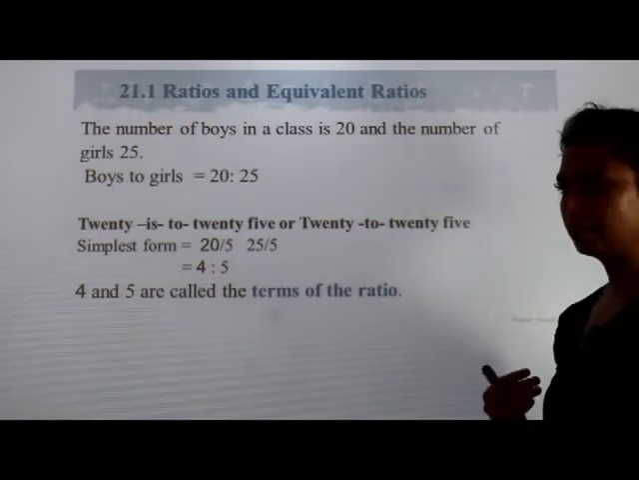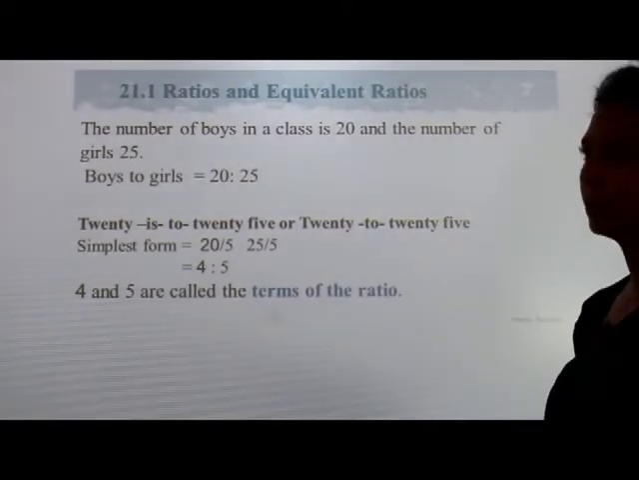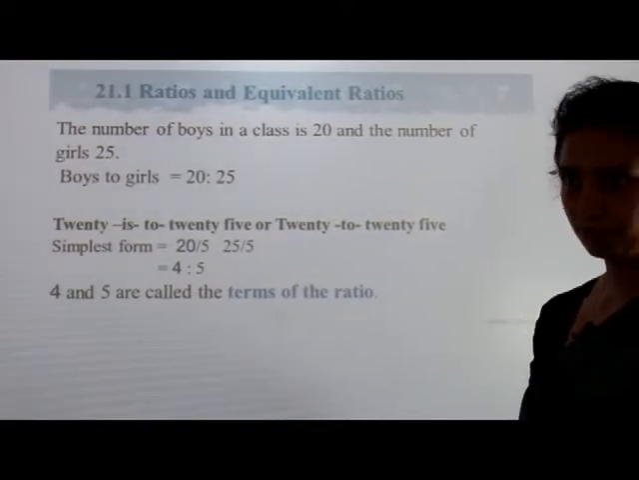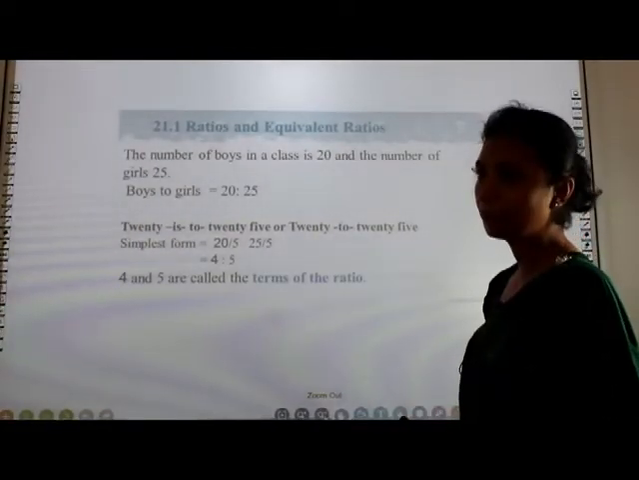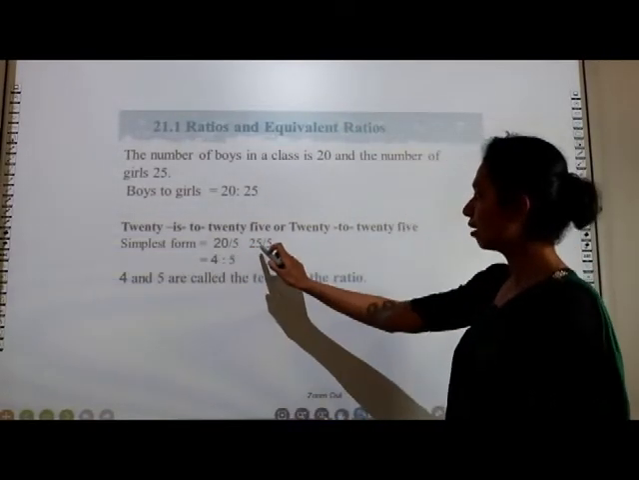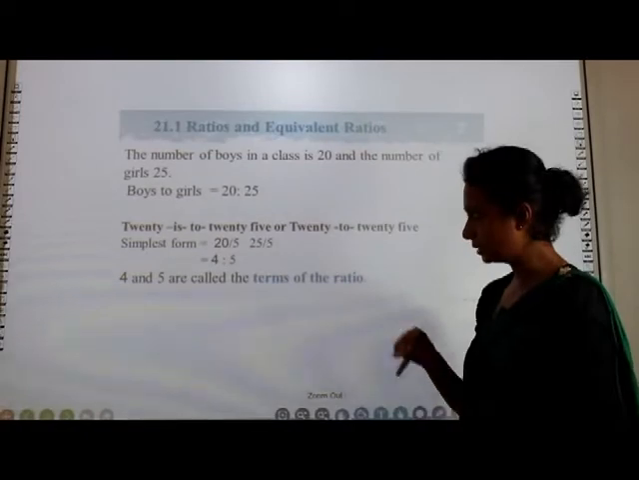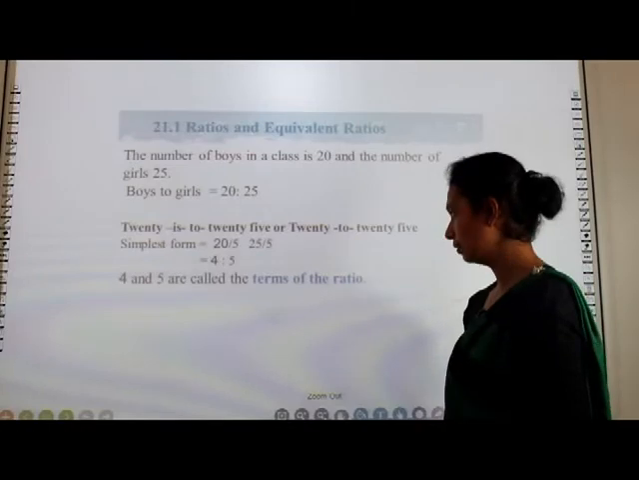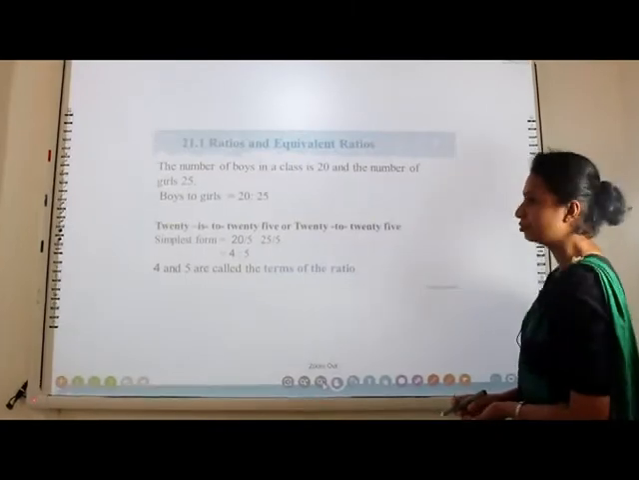Further, earlier I have mentioned that we should denote a ratio in the simplest form. What is the method of writing a ratio in simplest form? We can divide the terms of the ratio by the same number. 20 divided by 5, the answer is 4. 25 divided by 5, the answer is 5. Now, the ratio changes to 4 to 5. So, 4 and 5 are called the terms of the ratio. Okay, now I will move to the next part.